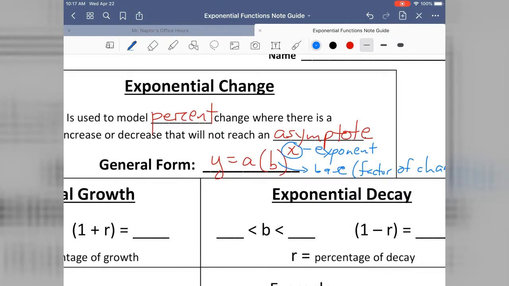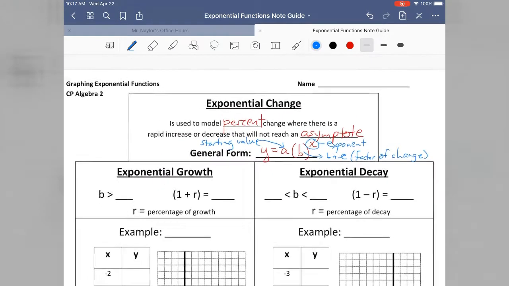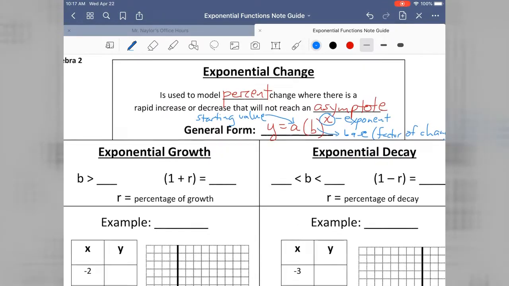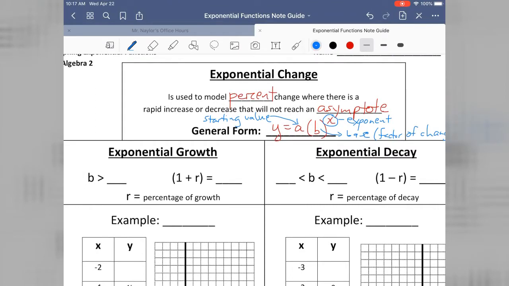We'll talk more about that, but I also want to introduce to you this letter or this value in front of the base. We call it a, and it's going to end up being the starting value. It'll be where the graph, where the equation, where the numbers start. So y equals ab to the x. That's our new formula, and it's kind of simple, isn't it? Well, let's take a look at what it looks like when you start to graph it.